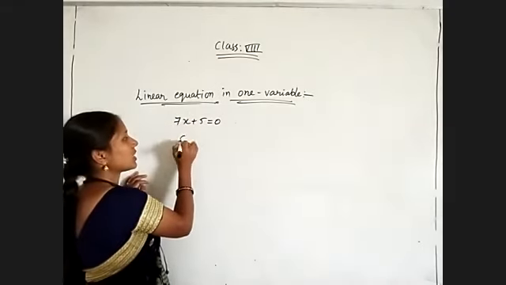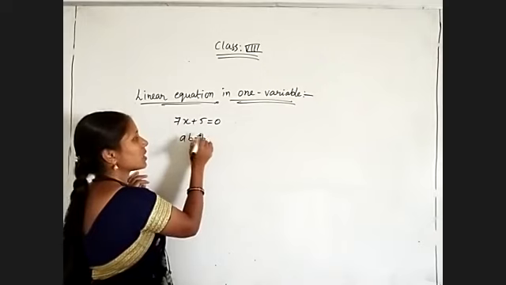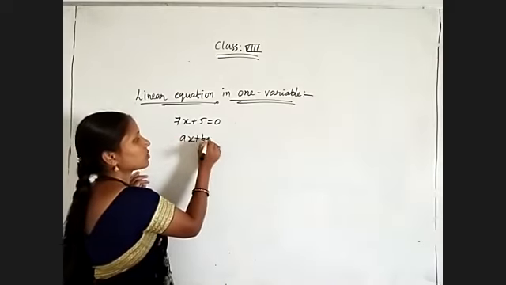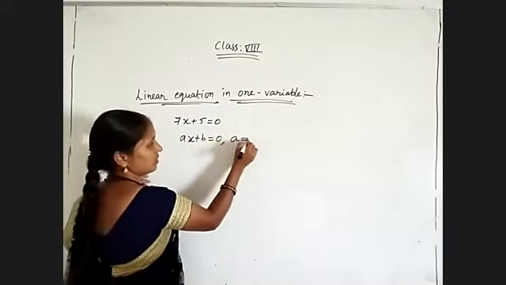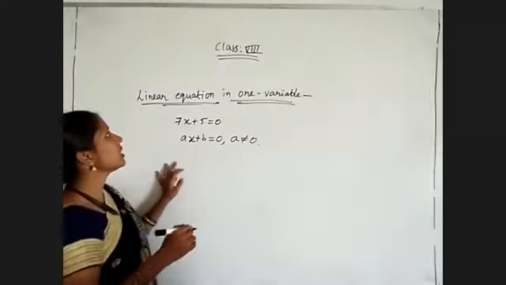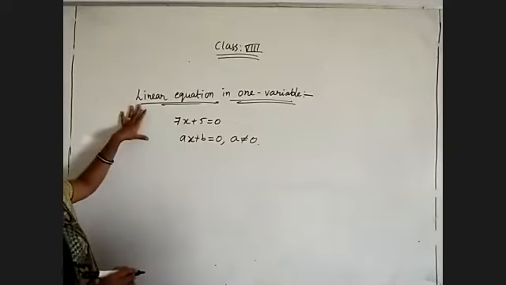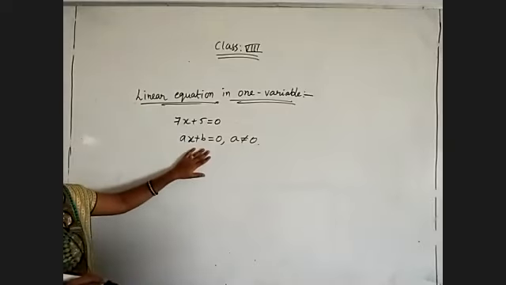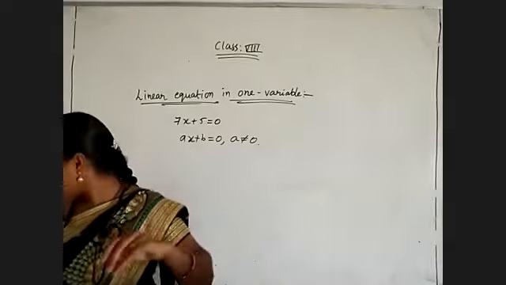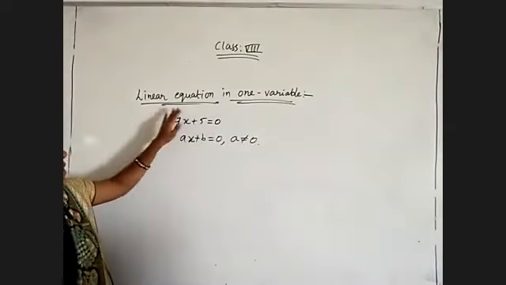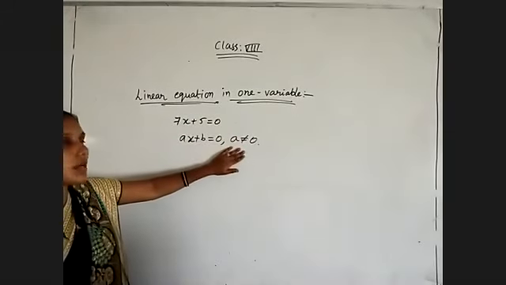So the equation in the form of ax plus b is equal to 0, and a is not equal to 0, such type of equations are said to be linear equations. So the general form of the linear equation is ax plus b is equal to 0. So a linear equation in one variable is also called a simple equation.